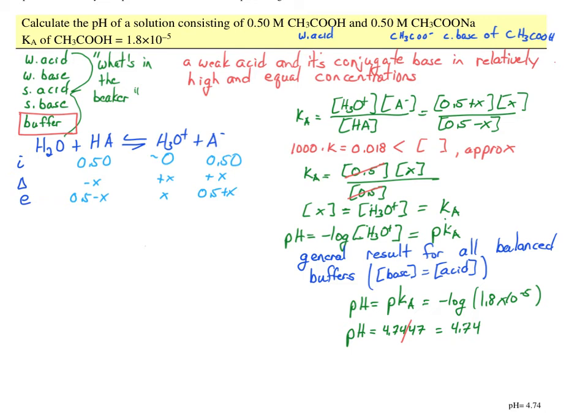Let's summarize this problem. We first recognize that what we have in solution is a buffer because we have relatively high and equal concentrations of a weak acid and its conjugate base. We are solving this as if it were a weak acid problem. So we have some amount of our weak acid and some amount of its conjugate base already present in solution. And we can solve this as a typical weak acid problem and end up with a result of pH equaling pKa, which in this case is 4.74. Next, we'll solve this using Henderson-Hasselbalch, and you'll see it's much quicker.